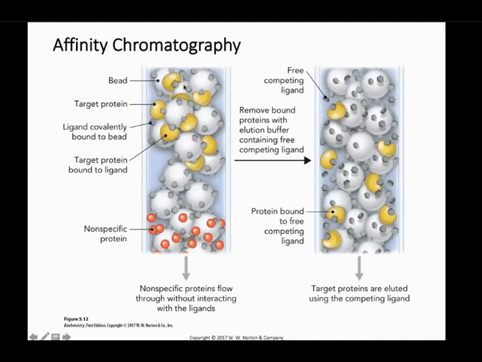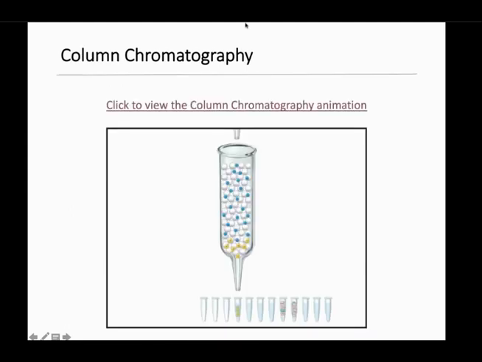So you have the beads, the target protein covalently bound, and then ATP. I'm going to put an animation so we can wrap up this part of chromatography, and then we're going to continue. Let me stop here.